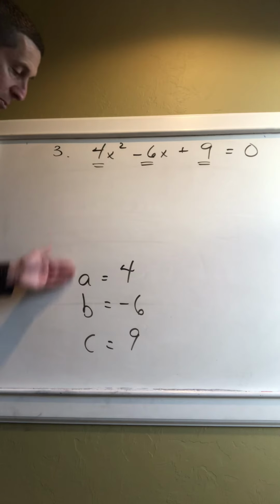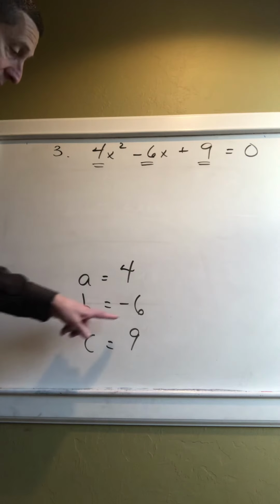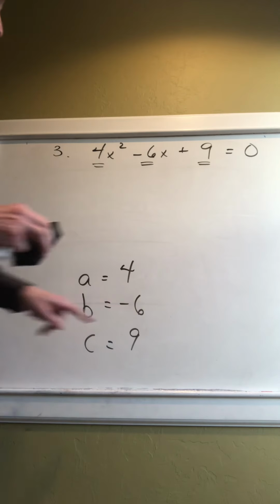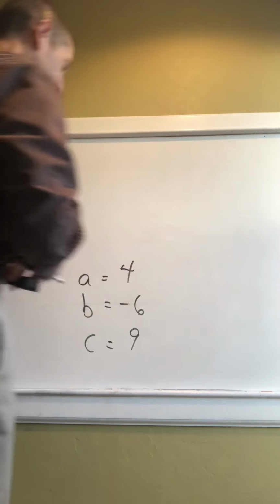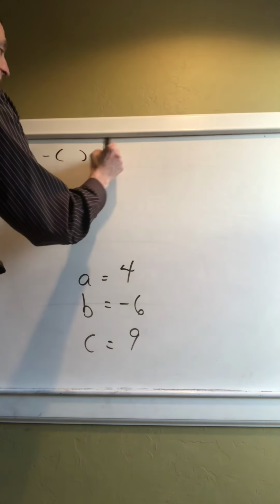Okay, here's my values for A, B, and C. Again, be on the lookout. B is a negative. Let's get them in there. So set up your quadratic formula.